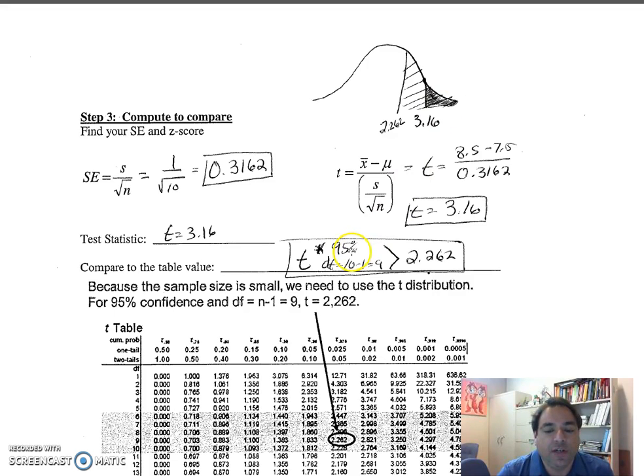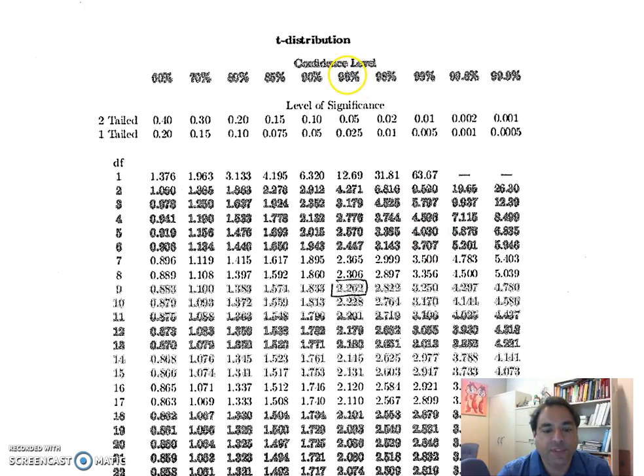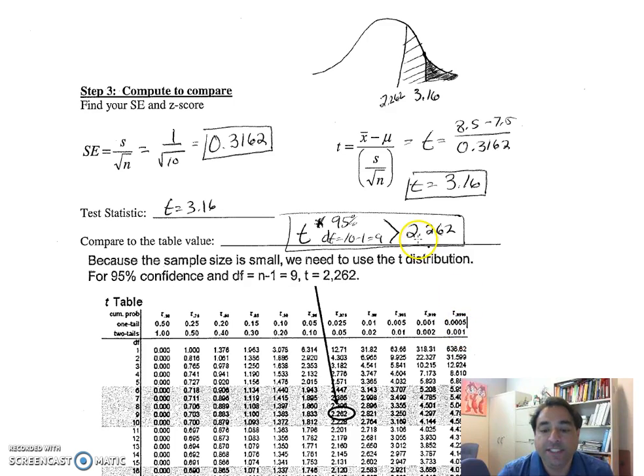Now to find t star, it's 95%, because alpha is 5. Degrees of freedom would be n minus 1, which is 9. And then, if we look up 95% and 9 in the table, it is 2.262. That's our t star. So t star is 2.262, which in the picture would be here, and then more than would be this area.